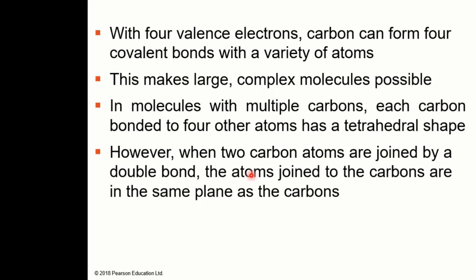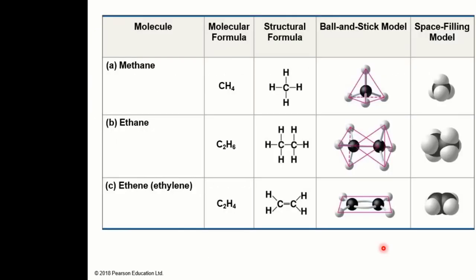Because large complex molecules are possible when you talk about the formation of bonds with carbon in molecules with multiple carbons. Each carbon is bonded to four other atoms and has what they call a tetrahedral shape. But when two carbon atoms are joined by a double bond, the atoms joined to the carbon are in the same plane.